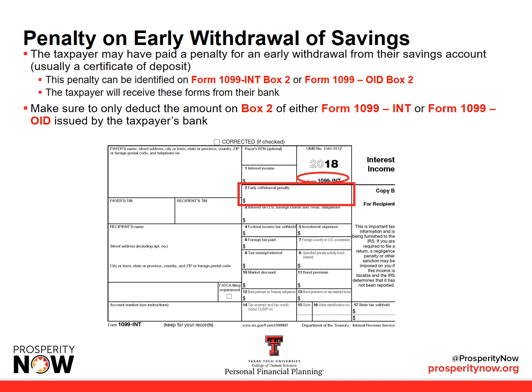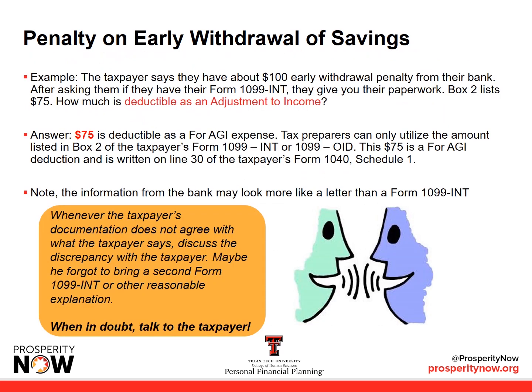Make sure to only deduct the amount on Box 2 of either Form 1099-INT or Form 1099-OID issued by the taxpayer's bank. For example, the taxpayer says they have about $100 early withdrawal penalty from their bank. After asking them if they have their Form 1099-INT, they give you their paperwork. Box 2 lists $75. How much is deductible as an adjustment to income?